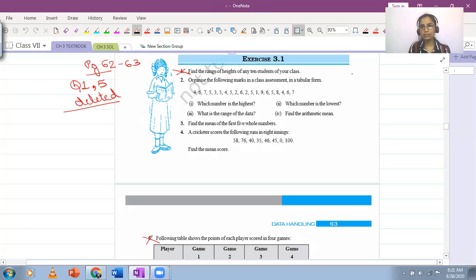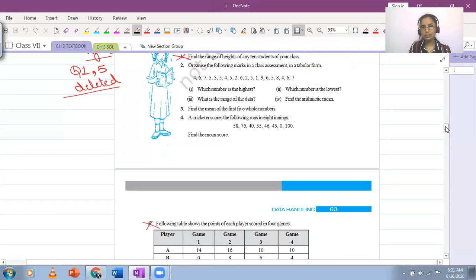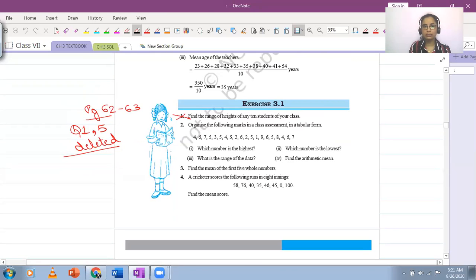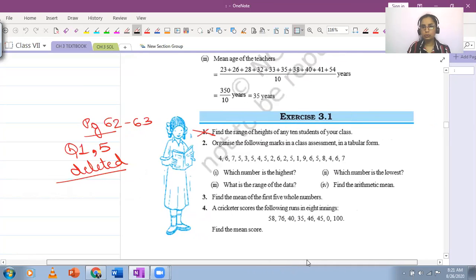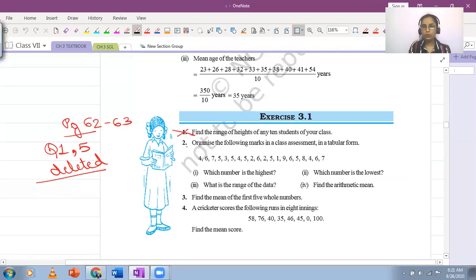So I have just written here. We have exercise 3.1 on page number 62 and 63. Question number 1 and 5 have been deleted, so I've just crossed them out in the book as well. I'll just zoom in. Question number 2 is organize the following marks in class assessment in tabular form. So first you have to arrange this in table form.